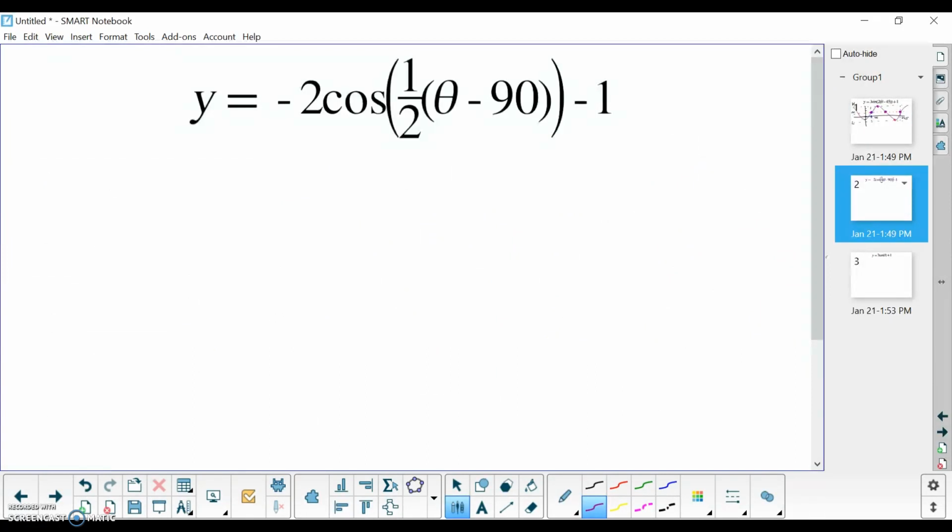Next up, go ahead and try this one. This is a cosine graph. Give that a shot, pause the video, and then come back when you're done.